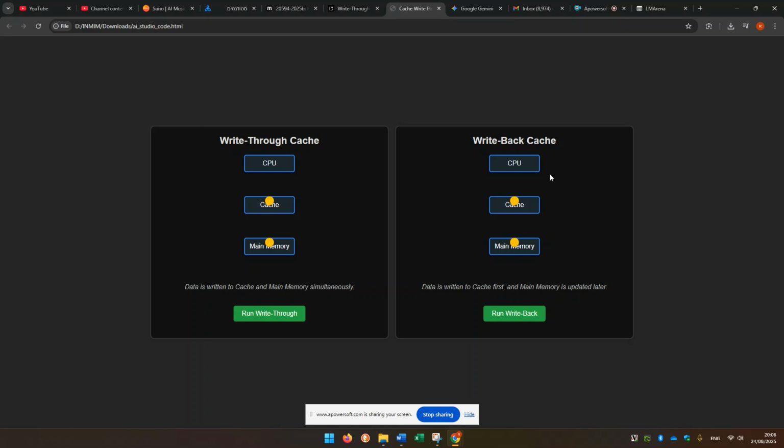So this is the difference between the write through cache method and the write back or non-write through cache methods of writing to the cache and the RAM.